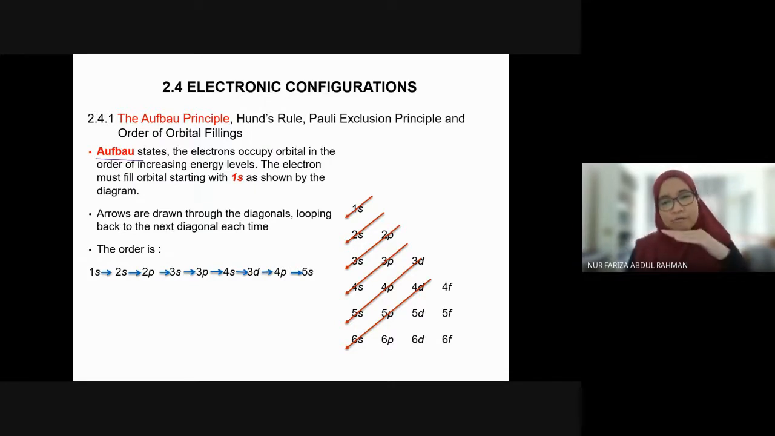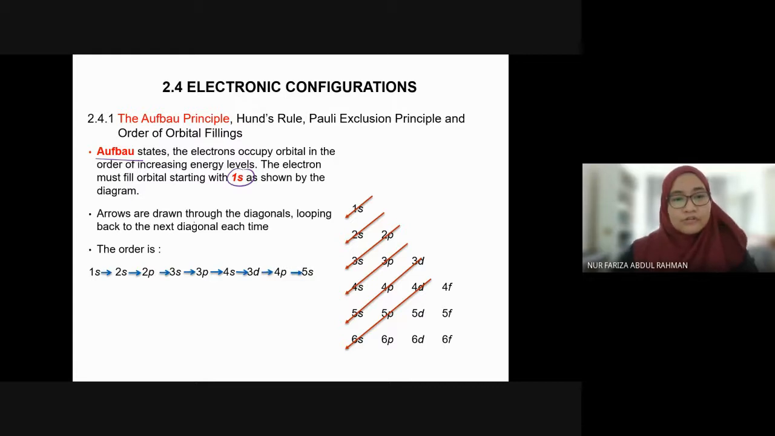So we're gonna start with 1s first. Kita penuhkan the 1s, and then if the 1s is already fulfilled, then only we start occupying the next sub level or next orbital available. Penuh lagi baru buka next orbital, penuh lagi baru buka next, depending on the energy. So that is based on Aufbau. The electron filling will start from 1s.